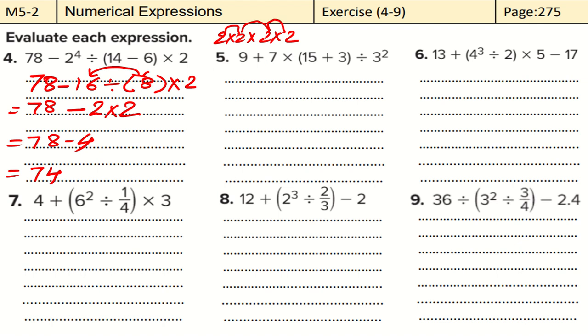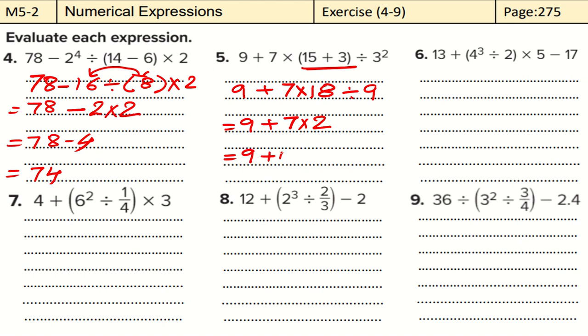Okay. Now this is the same type of question. Let's finish it quickly. 9 plus 7 multiply by the bracket 15 plus 3, because it is written in the bracket, so it will be taken first. 15 plus 3 is 18, divided by 3 to the power 2, which is 9. Now you can multiply 7 and 18, or you can divide 18 by 9 and then multiply by 7. If you divide 18 by 9, the numbers will be smaller and it will be easy to calculate. So 18 divided by 9 is 2. So this is 9 plus 7 times 2, which is 14, and 14 plus 9 is 23.